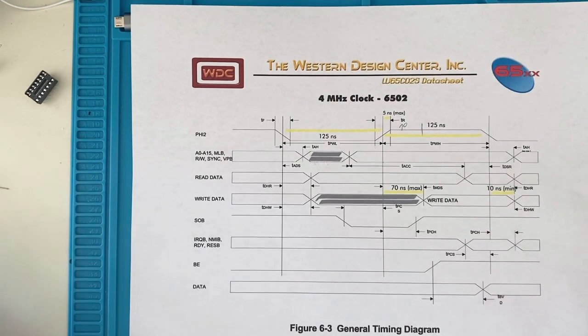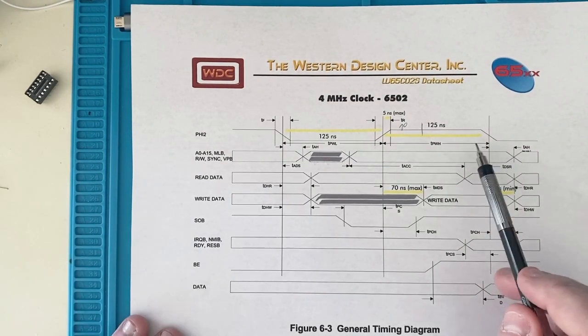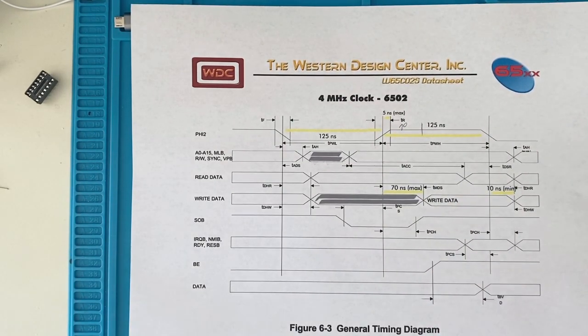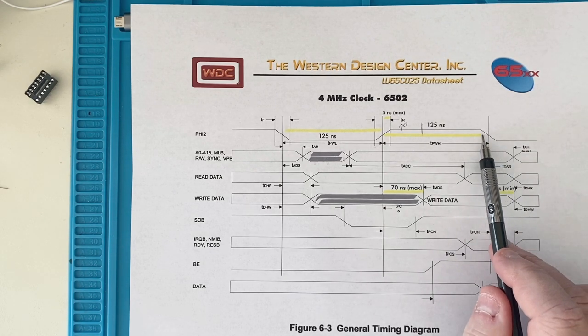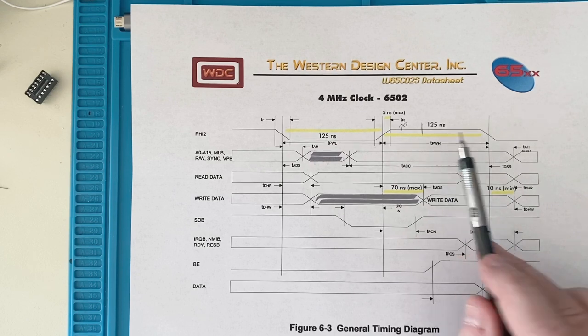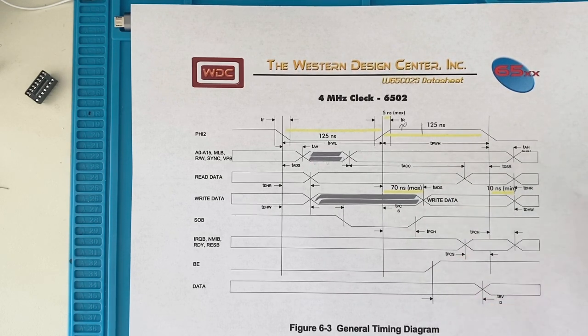Now the issue with this is that these values change as we increase the clock frequency on the 6502. You double the clock speed on the 6502 to 8 megahertz, and you are cutting this time frame in half, which means that you're having increasingly less and less time here to actually read the data that's being written on the data lines.